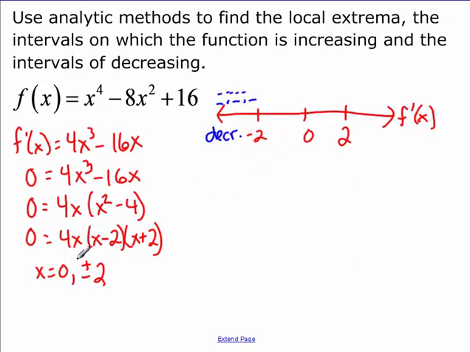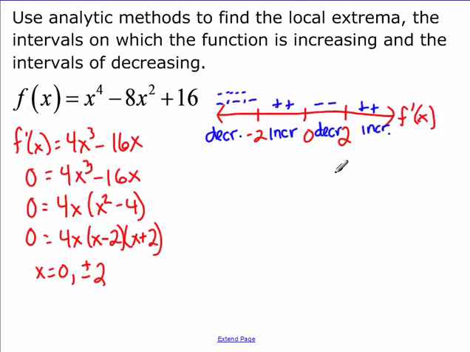Plug in negative 1. I would have a negative times by another negative times by a positive. So this is positive. So I'm increasing. Between 0 and 2, plug in 1. That would give me a positive, negative, positive. So we're negative on that interval, so that means we are decreasing. And then plug in a number greater. For each one of those, we are positive. So that means we are increasing.